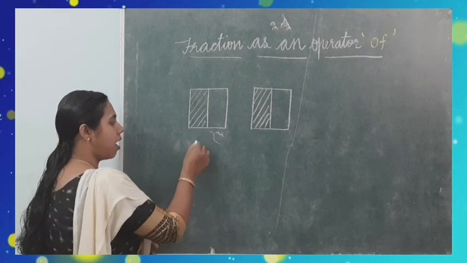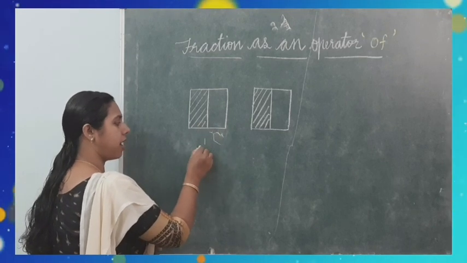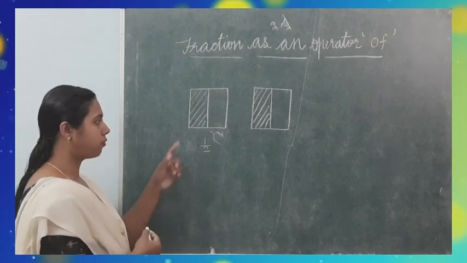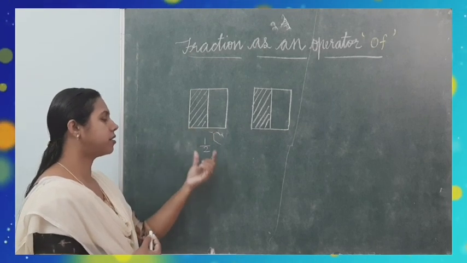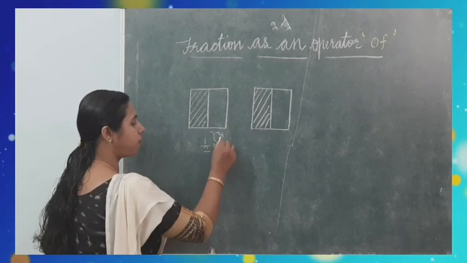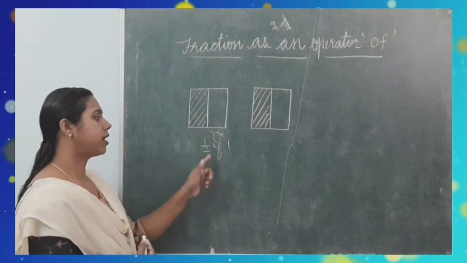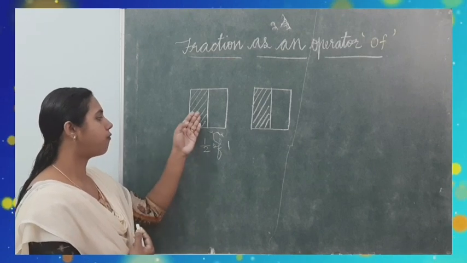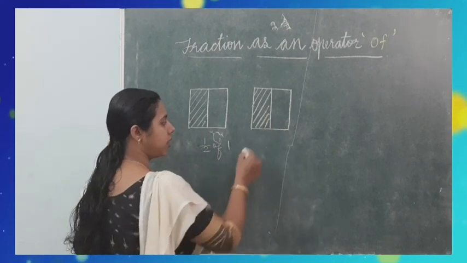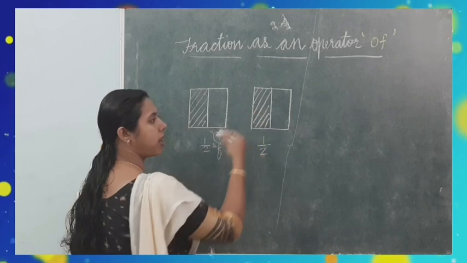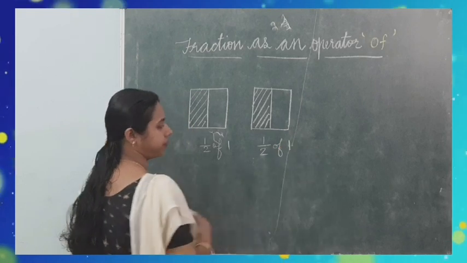In this figure, the shaded portion is 1 by 2. Out of 2 equal parts, 1 part is shaded. That means half of this figure is shaded. Half of 1 square is shaded. And here also, out of 2 equal parts, 1 part is shaded. Half of 1 square is shaded.